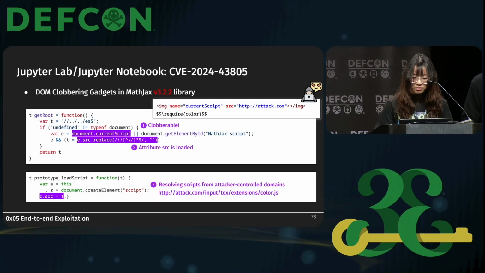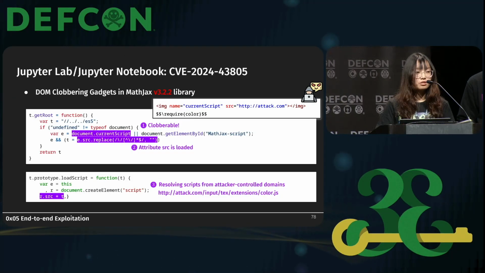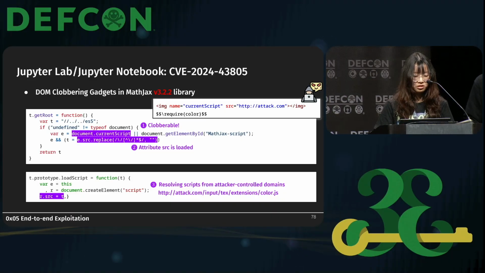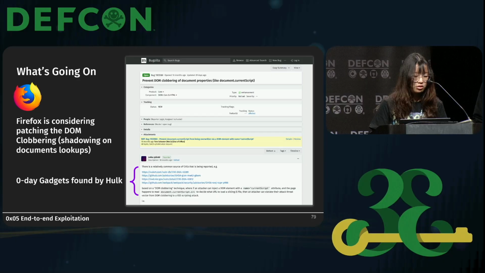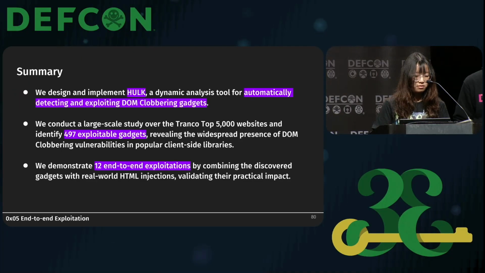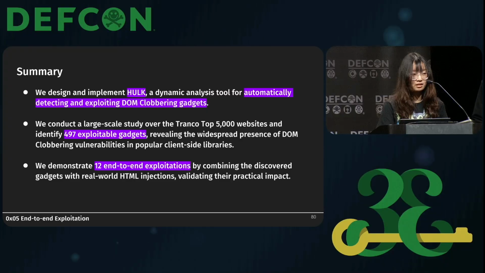So until now, we have DOM Clobbering gadgets from MathJax, both version 2 and version 3. Also, with our research on DOM Clobbering, we reported those problems, and Firefox is considering patching DOM Clobbering by disabling the shadowing on document lookups. They are referring to the zero-day gadgets found by our tool Hawk. That's good news.